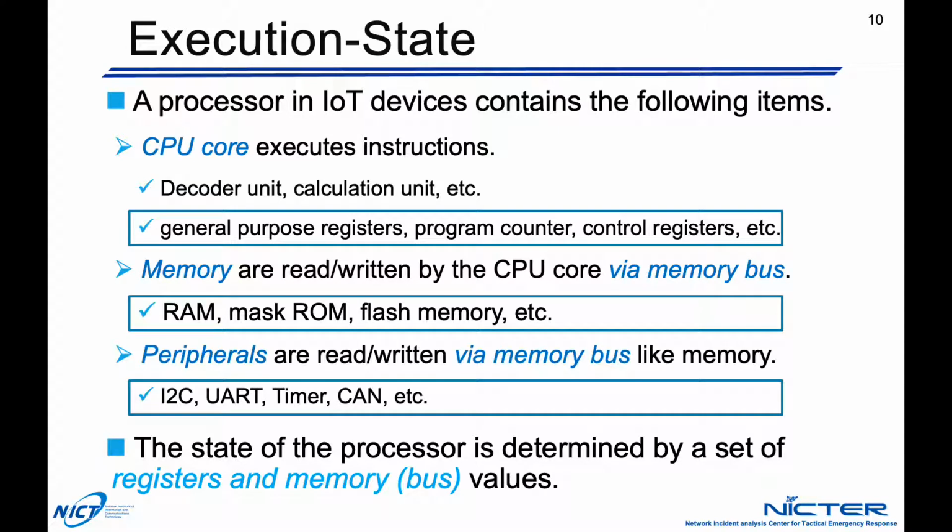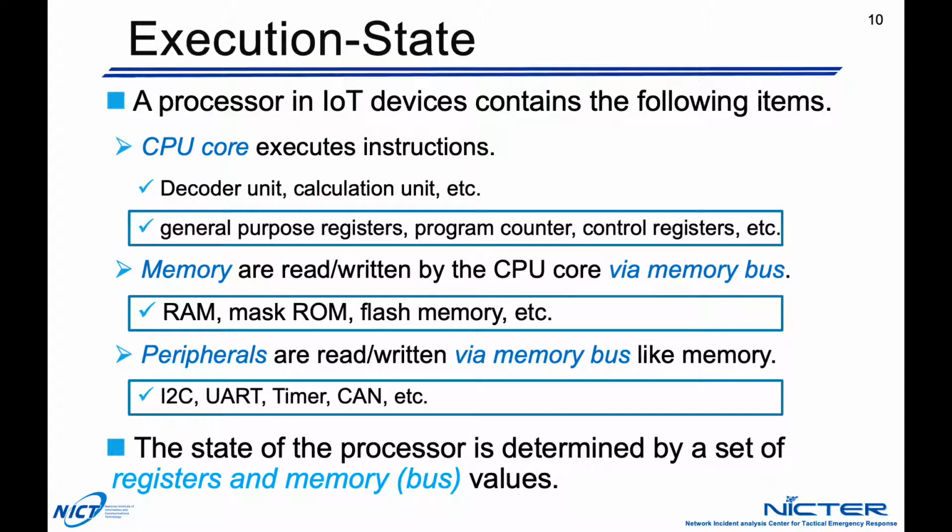There are general purpose registers, the program counter, and control registers. These registers determine the state of the CPU. Next, the processor has memory that is written by the CPU core via the memory bus. For example, RAM, mass ROM, and flash memory are connected to the memory bus.